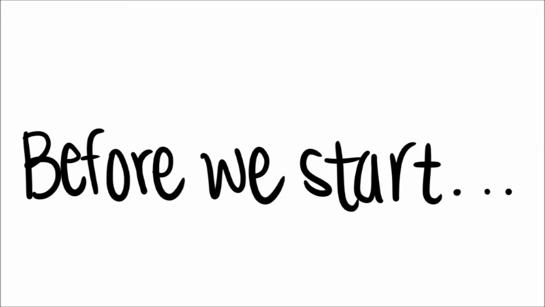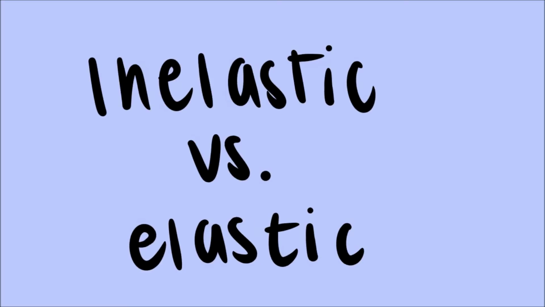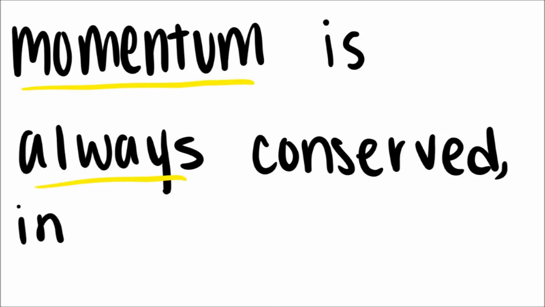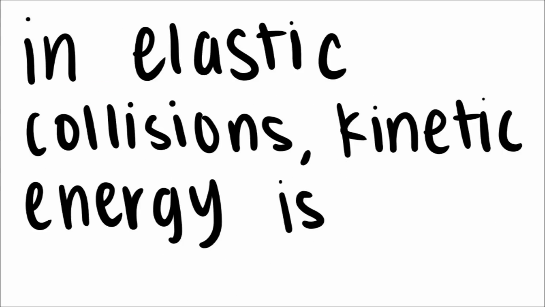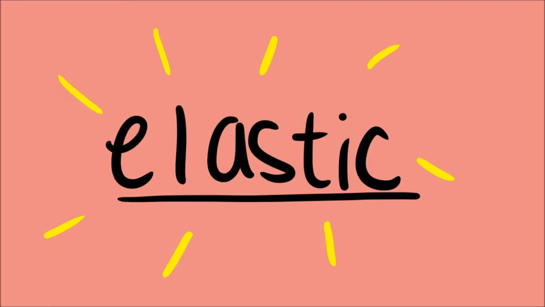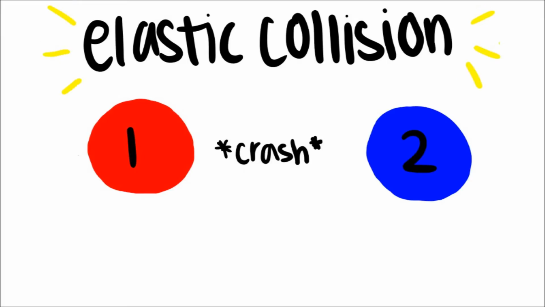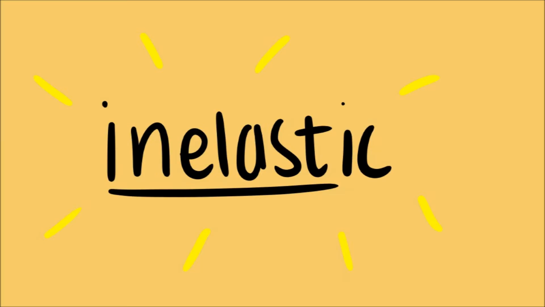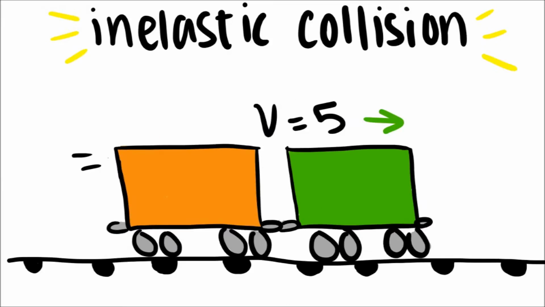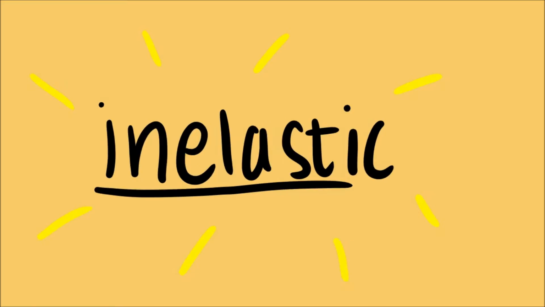One thing we have to explain before we start the demonstrations is the difference between inelastic collisions and elastic collisions. Momentum is always conserved in every type of collision, but in elastic collisions, kinetic energy is also conserved. Usually in an elastic collision, the objects bounce off of each other, but in an inelastic collision, the objects usually stick together.